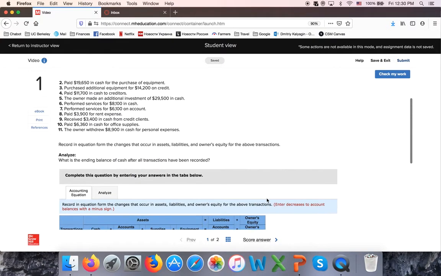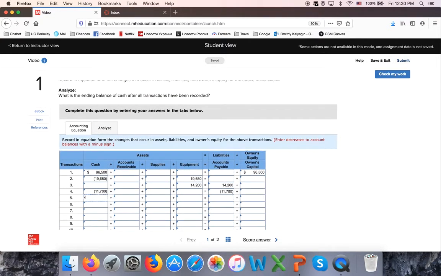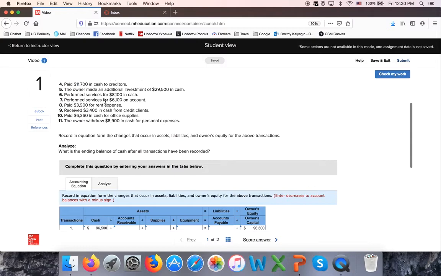Okay, next one. The owner made an additional investment of 29,500 in cash. This is the same as the first transaction. Cash goes up and capital goes up, nothing to it. So we are in balance. And then the next one, I performed services in cash. The phrase performed services or provided services or billed the customer means revenue. I completed a sale. Performed services means revenue. And then you can perform services for cash or you can perform services on credit or on account. So number 6 is for cash.